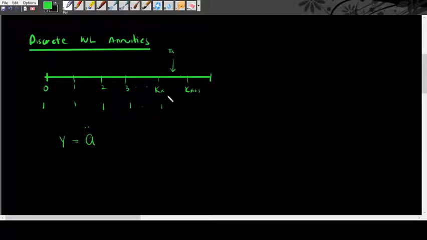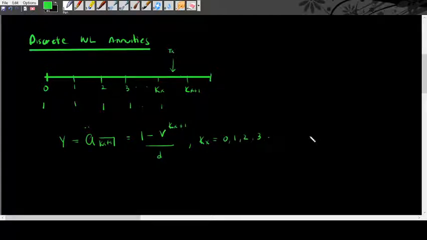Usually it will be up until Tx, but now anything that's happening in between Kx and Kx plus 1, it will be up until Kx only. The amount of the payment will be collected. So for here it will be Kx plus 1. So you can rewrite it as 1 minus v^(Kx plus 1) over d, for any Kx equals to 0, 1, 2, 3 and so on.